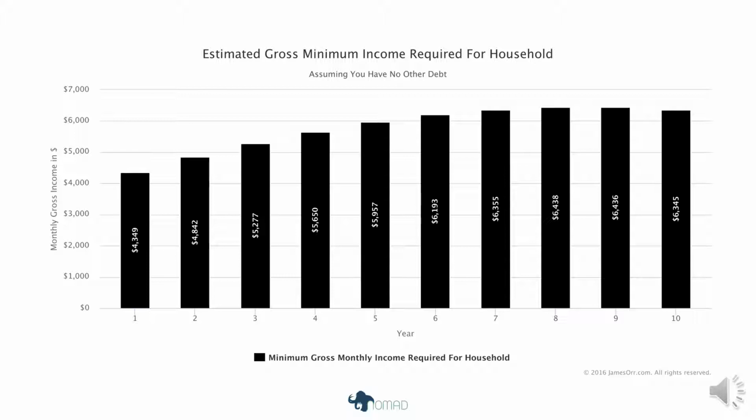So each spouse would need to make about $3,250, or $3,250 times 12. That's about $37,000 a year, so you get a feel for what you need in order to do the Nomad model.